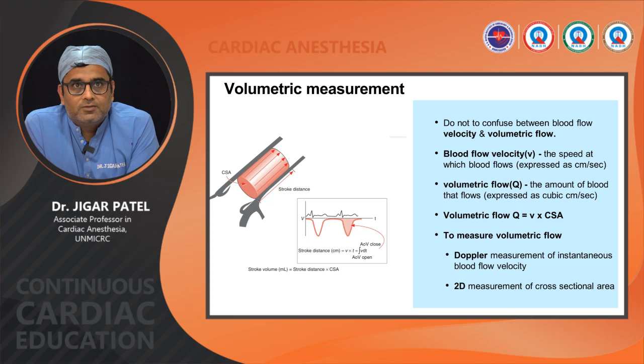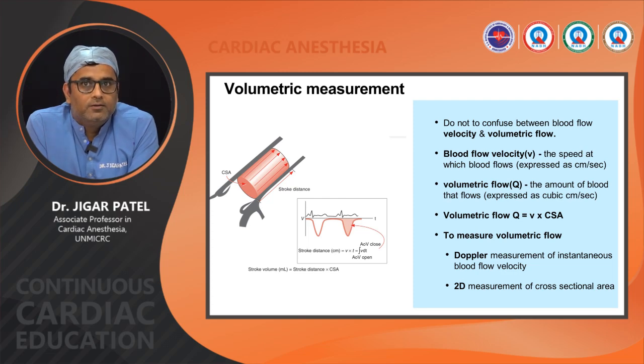Now we will see first the volumetric measurement. Volumetric flow and velocity are different terms, so do not confuse blood flow velocity with volumetric flow. Blood flow velocity is the speed at which blood flows in the vessels. It is expressed as centimeter per second. While volumetric flow, also known as stroke volume, is the amount of blood that flows, and it is expressed as cubic centimeter per second.